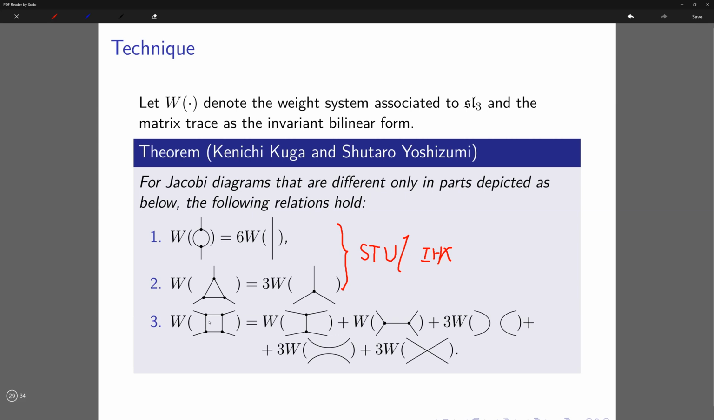And how did they prove it? There's actually another definition equivalent to our definition. They can directly define the Lie algebra weight system for the Jacobi diagram, which is related to just several parts of this triplet.